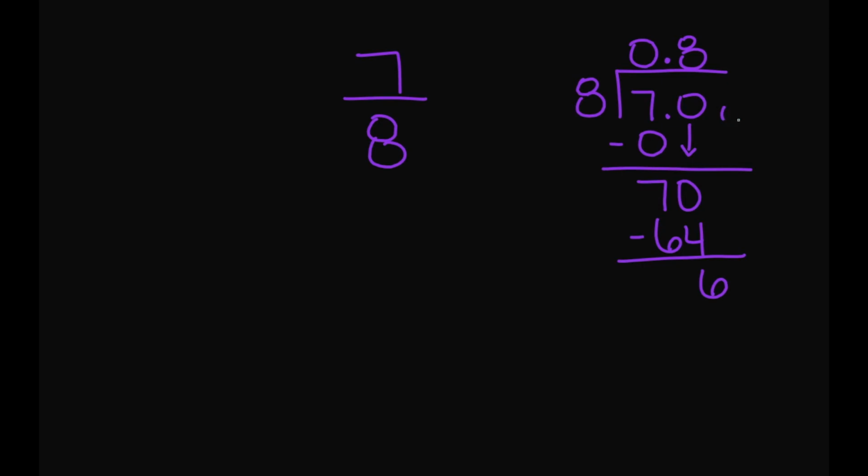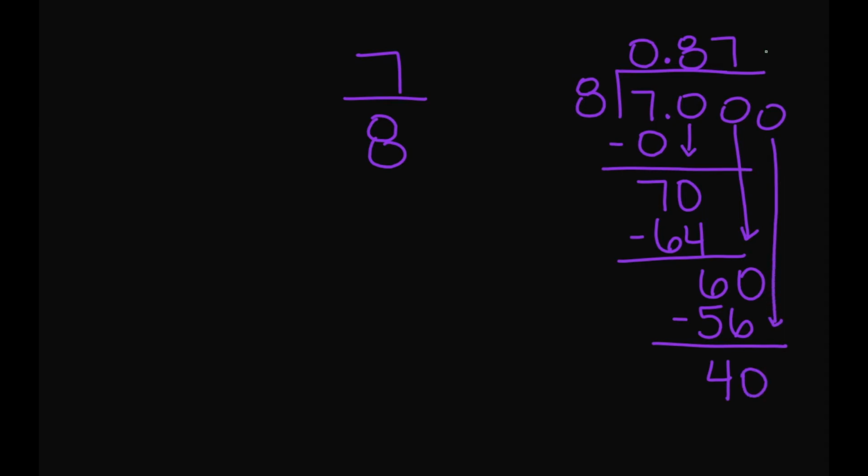I'm going to bring down my 0. 8 goes into 60 now how many times? It goes in 7 times. 8 times 7 is going to equal 56. 60 minus 56 is going to equal 4. I'm going to bring down another 0. 8 goes into 40 now how many times? It goes in 5 times. 8 times 5 is 40. 40 minus 40 is going to equal 0. So your decimal, your final answer is 0.875.